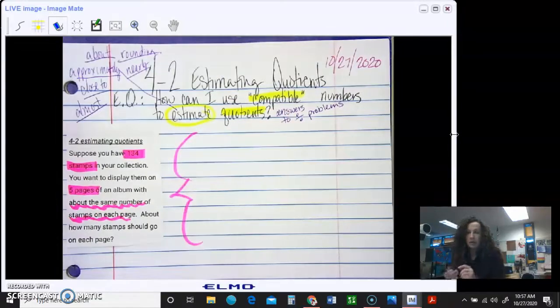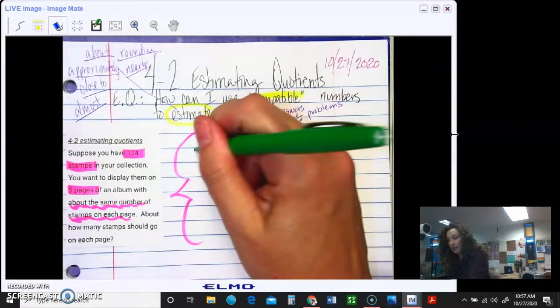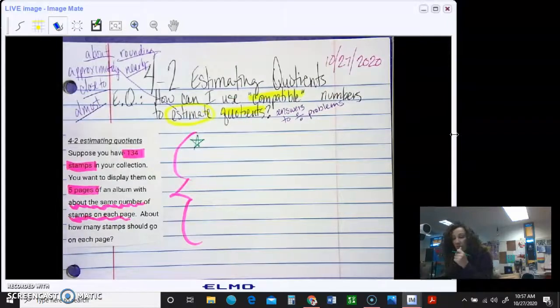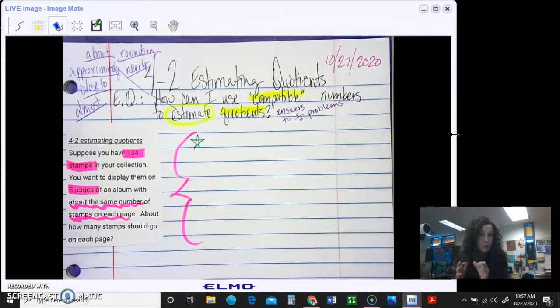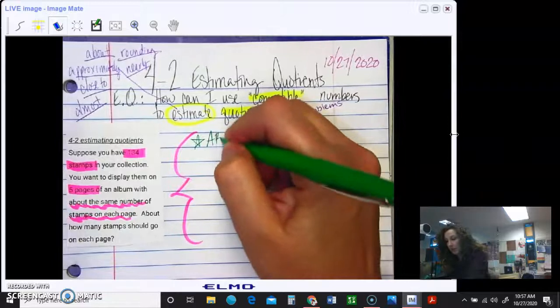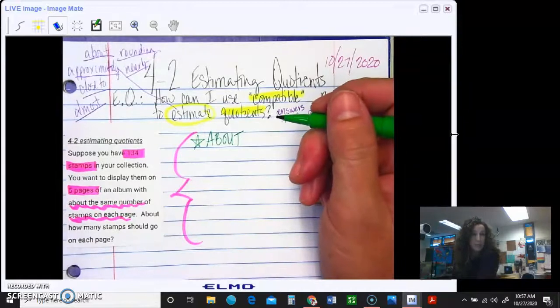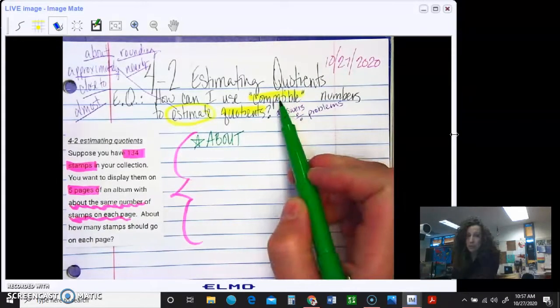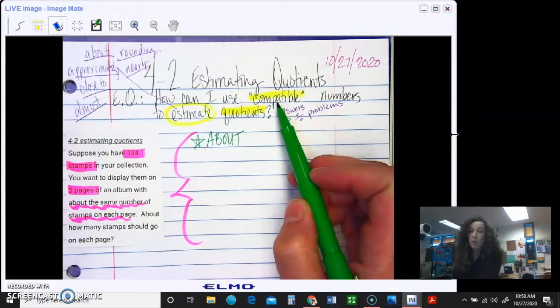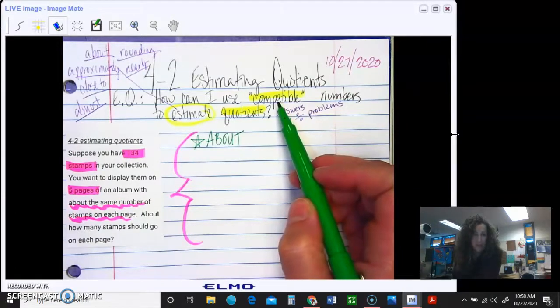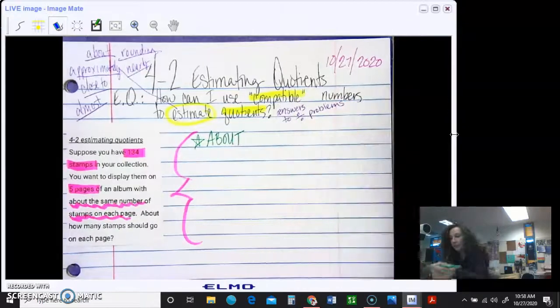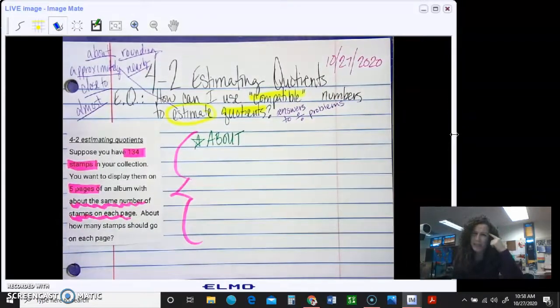Oops, I gotta change my color here. So we need our brace map. We need to break it down. The very first thing that we write is our question. Now, our question starts with the clue word, and I'm going to put it in all caps so we keep that in our mind. We are not doing the actual math. We are going to use compatible, please, or you could round. But again, like I said, compatible is what we're trying to work with today. Those numbers that make it really easy to work in our head so we're not doing the actual math.